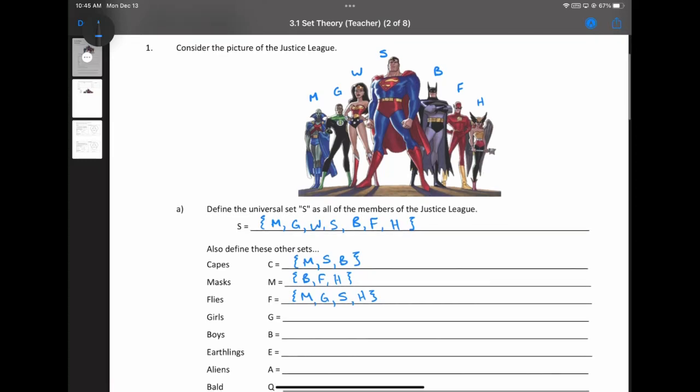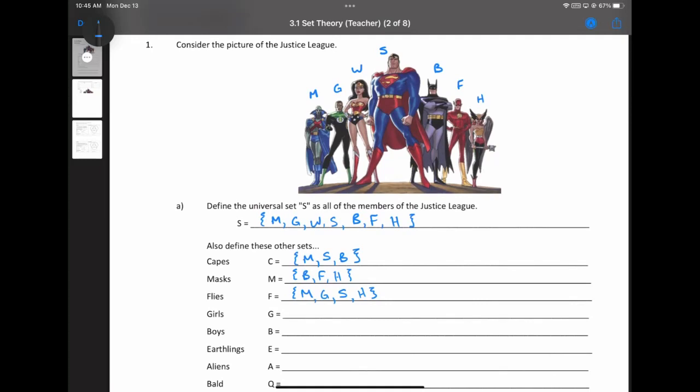Which ones are girls? Now, you'll notice that I chose the terms girls and boys instead of male and female, specifically because I just defined masks and flying and used the variables M and F. So I thought I would use different variables and give them different, somewhat logical names. Okay, so the girls would be Wonder Woman and Hawkwoman, obviously. The boys would be Martian Manhunter, Green Lantern, Superman, Batman, and Flash.